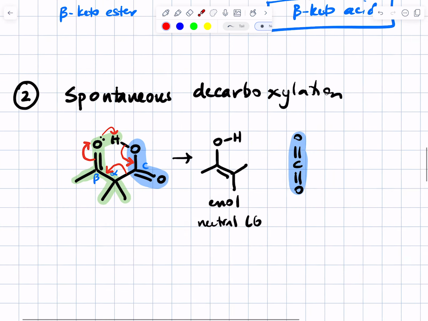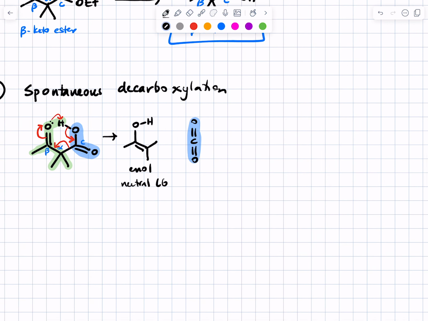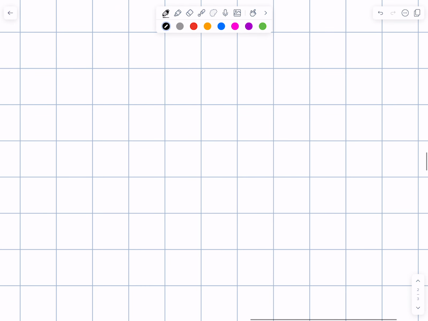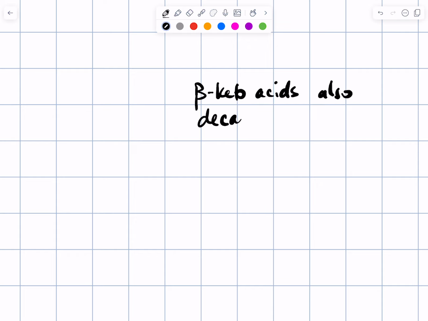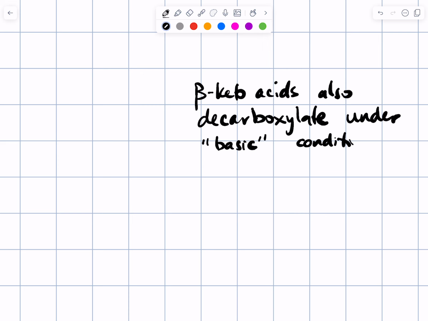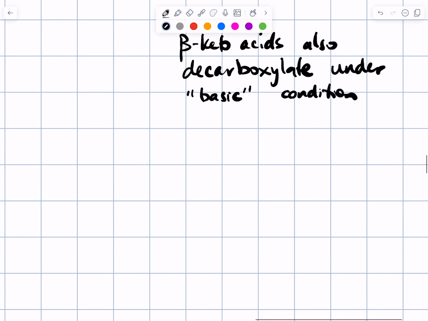Okay. Well, let me show you that decarboxylation can also occur under basic conditions. So beta keto acids also decarboxylate under basic conditions. This is relevant because most of the decarboxylation reactions that you see in biology will happen not for the acid form of the carboxylic acid, but its conjugate base. So here is the carboxylate of a beta keto acid.